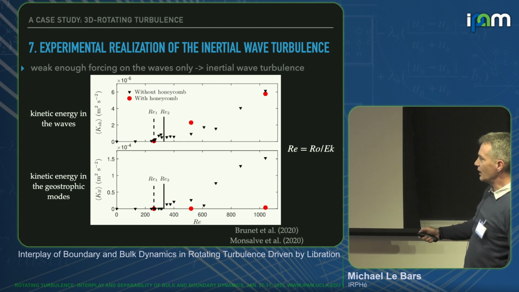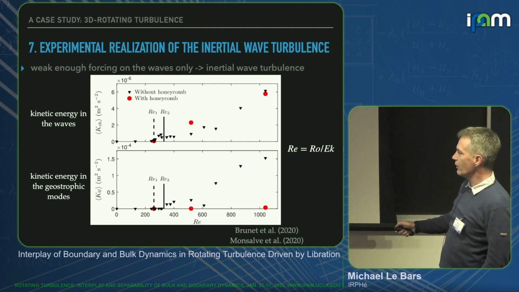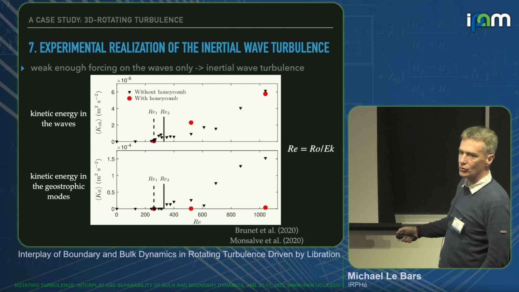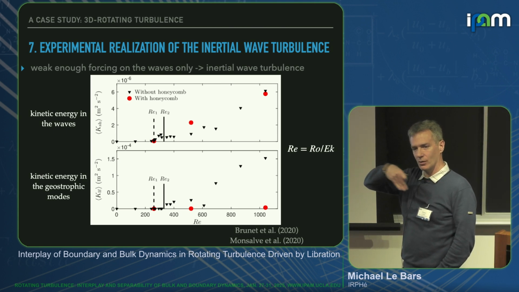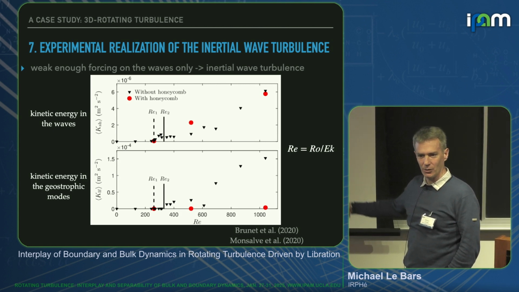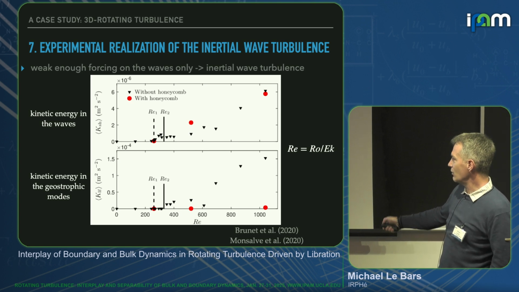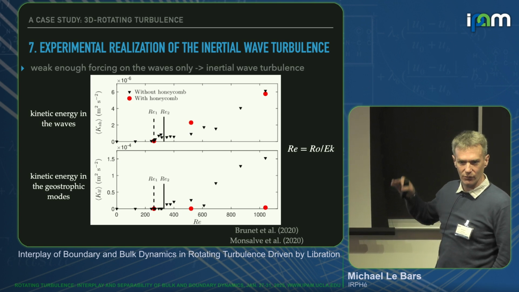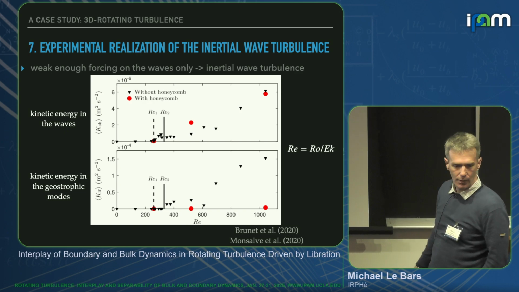So what you see here is the kinetic energy in the wave as a function of the Reynolds number. They are not coming from geophysics, so they use Reynolds number and not Ekman, but Reynolds is just Rossby over Ekman.